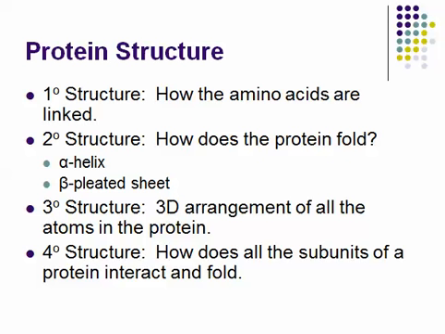How are the amino acids linked? Secondary, tertiary, and quaternary we have mentioned before. Secondary structure, we focus mainly on alpha helix and beta pleated sheets, and we'll see a picture of those in a minute. Tertiary structure is the 3D arrangement of all of the atoms in the protein. So how do they really take shape in a three-dimensional type of form?